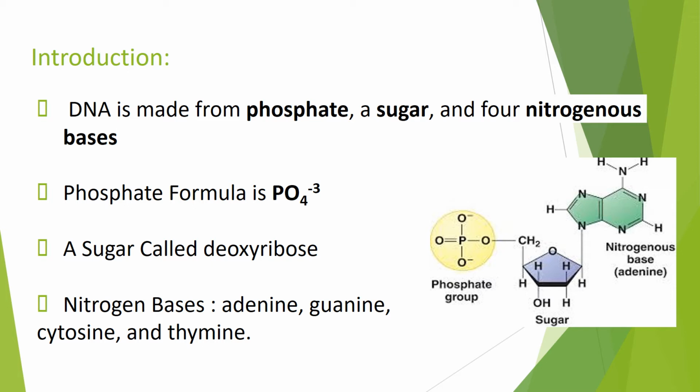DNA is made out of a phosphate group, highlighted in yellow, a sugar called deoxyribose, which is the blue molecule, and 4 nitrogenous bases. One of them, adenine, is shown in green.